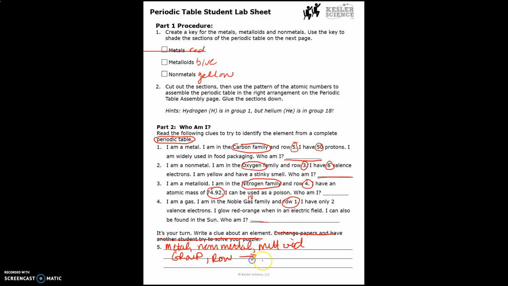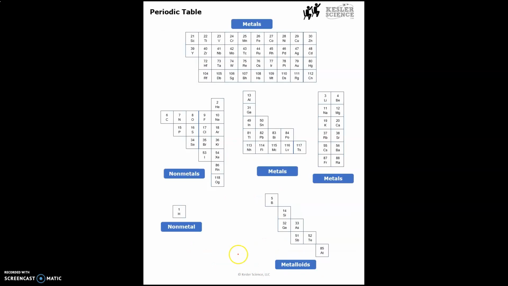And then I want you to find out something about this element. Like you can see, it says I'm used in food packaging. I'm yellow and have a stinky smell, or whatever. Find out some fact. So you'll have your fact, and then the who am I. And I'd like to get these together. So that's number 5. We did this.